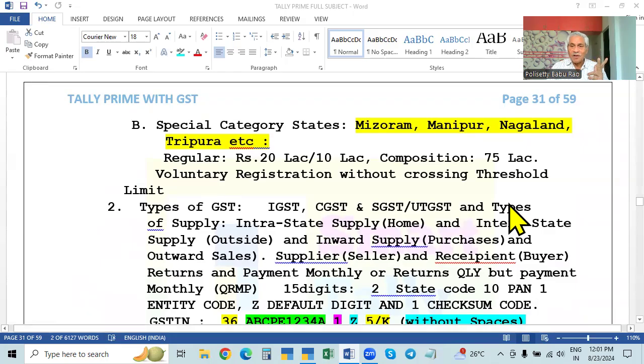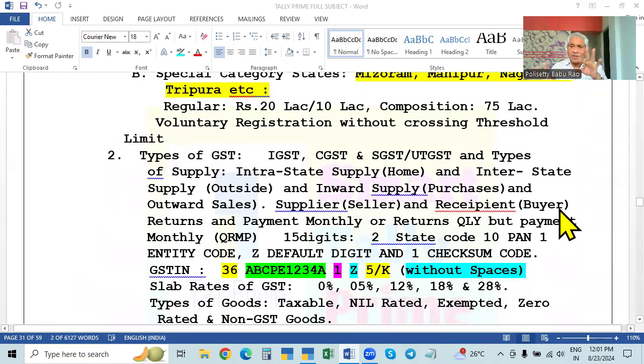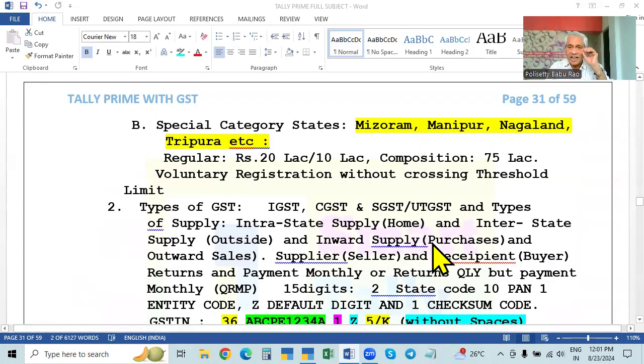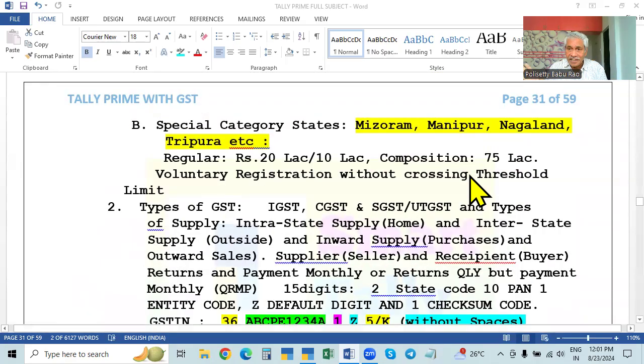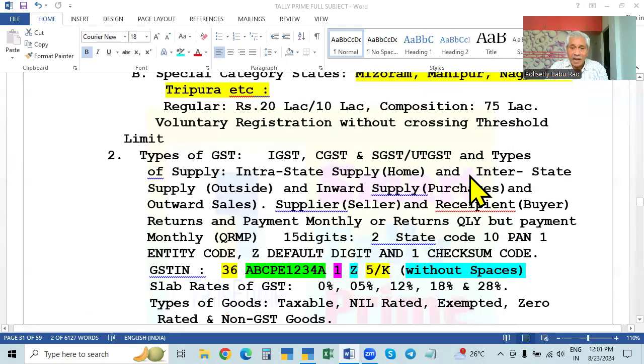So registered people may be composition or regular. Unregistered people means there is no one type. They are unregistered. They don't have any registration, so GST is not applicable to them. If they are registered, they have to follow the Act. They have to collect the GST and pay it. Unregistered people do not come under the GST Act. They need not collect the tax. They need not pay anything to the government.